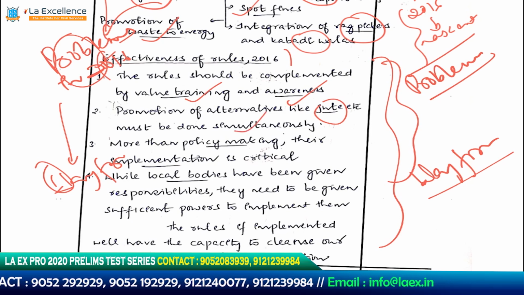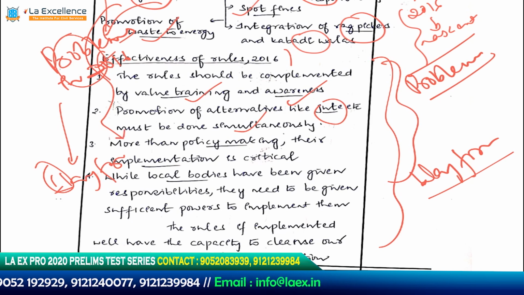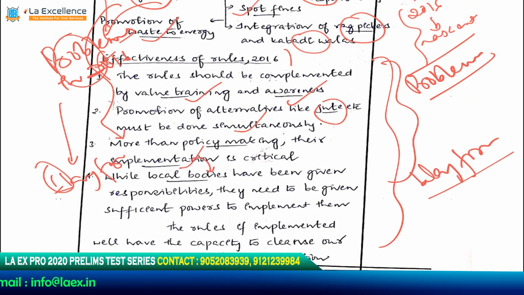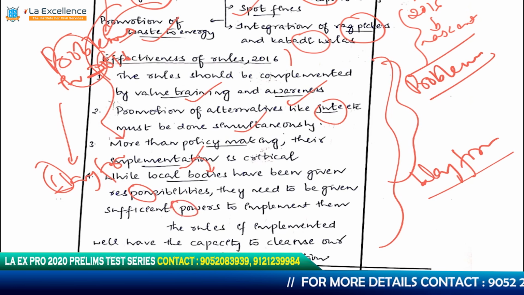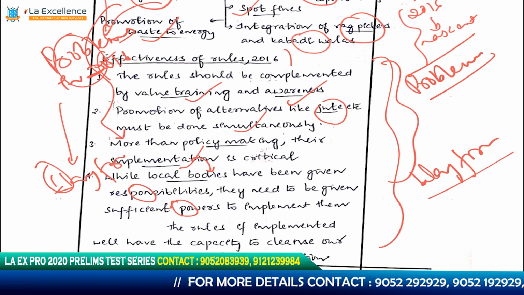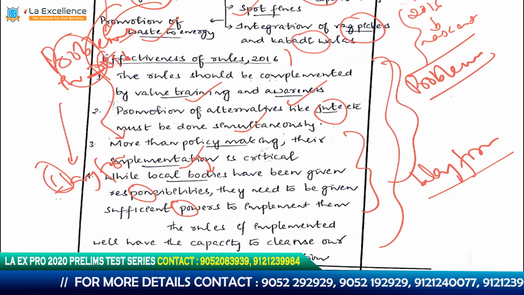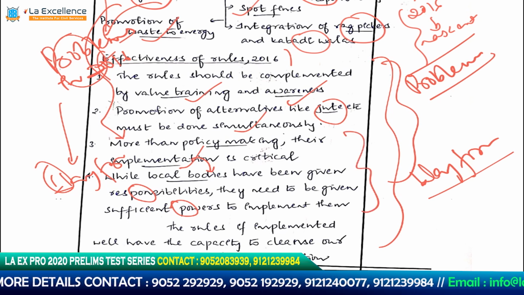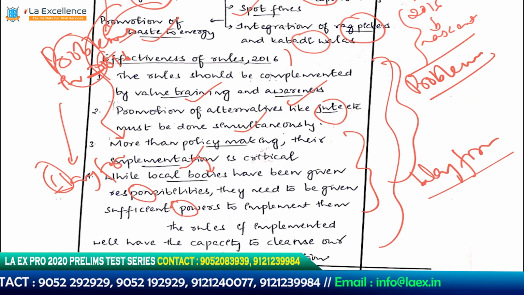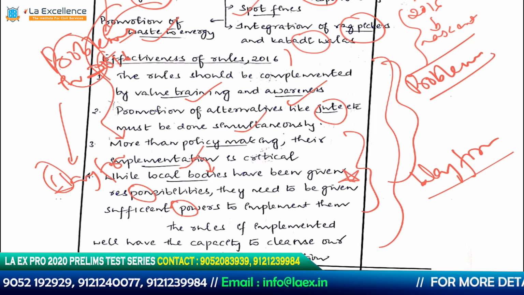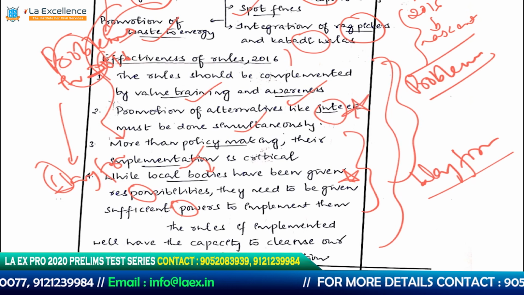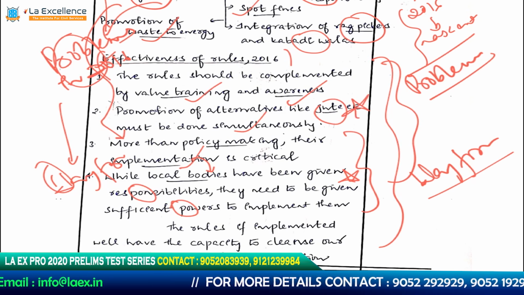More than policy making, like coming up with these acts, we are also supposed to implement them. We were talking about local bodies, right? He also mentioned it here. The local bodies have been given responsibilities, that much is fine, but then they were not given sufficient powers. If they are not given sufficient powers, how are they supposed to implement the rules? So he is talking about implementation of the rules. He has given some generic points. This point on local bodies is a good point, and promotion of alternatives like jute seems to be a good point. But overall the answer is good.